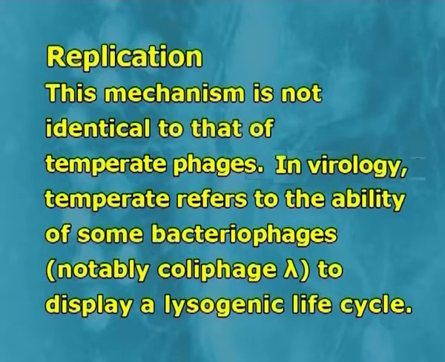In virology, temperate refers to the ability of some bacteriophages to display a lysogenic life cycle. Many temperate phages can integrate their genome into the host bacterium's chromosome, together becoming a lysogen as a phage genome becomes a prophage. A temperate phage is also able to undergo a productive, typically lytic life cycle where the prophage is expressed, replicates the phage genome and produces phage progeny, which then leave the bacterium.